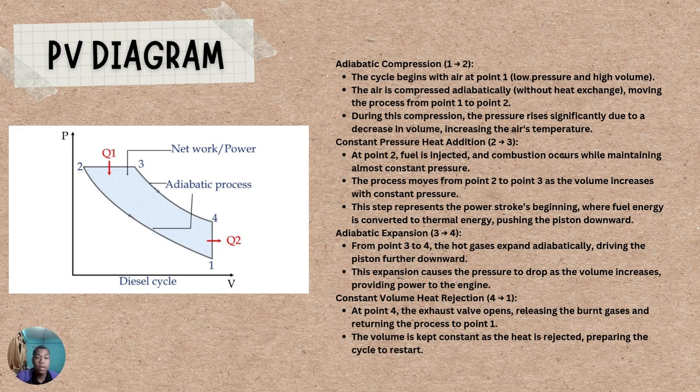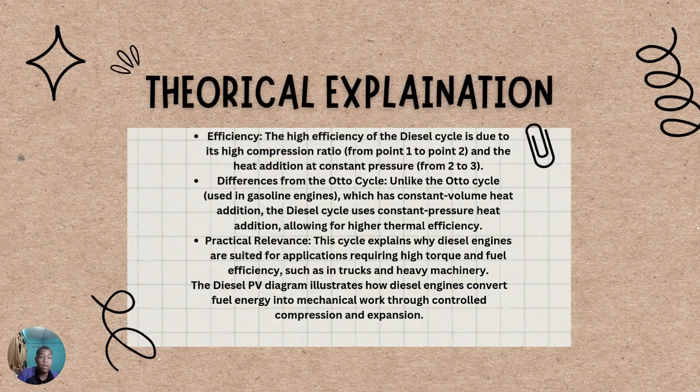On the PV diagram, the pressure is decreasing while the volume is increasing. Then the constant volume heat rejection from point 4 to point 1. At point 4, the exhaust valve opens, releasing the burnt gases and returning the process to point 1. The volume is kept constant as the heat is rejected, preparing the cycle to restart. Next, I will explain the theoretical explanation of the diesel cycle.